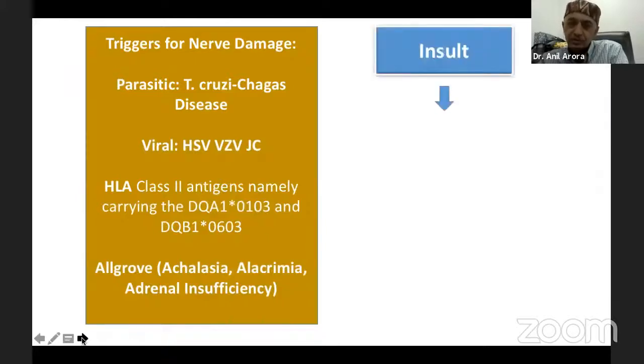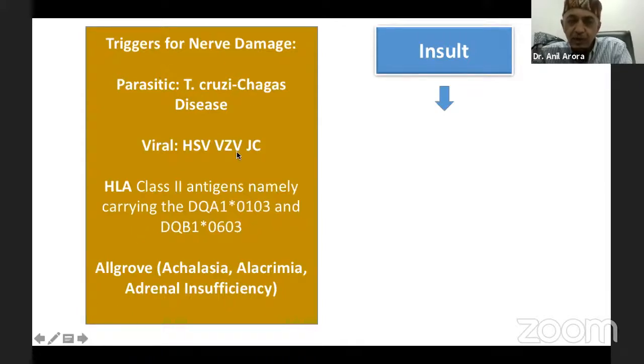What is the trigger for this destruction of the nitric oxide producing neurons? It can be in the form of common diseases which typically tend to occur in South America. In fact, the general prevalence of achalasia all over the world is 1 in 1 lakh. But if you go to countries like Mexico, South America and Brazil, where Chagas disease is common, then up to 800 cases of achalasia cardia can be seen in 1 lakh individuals in the general population.